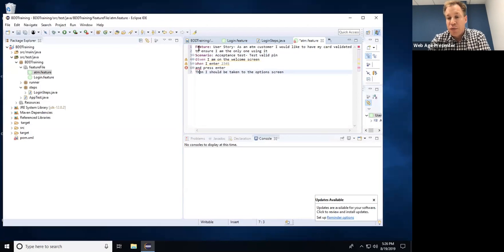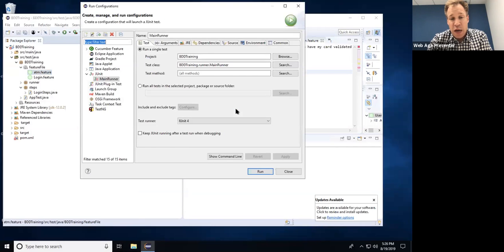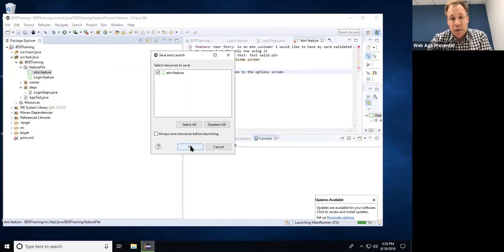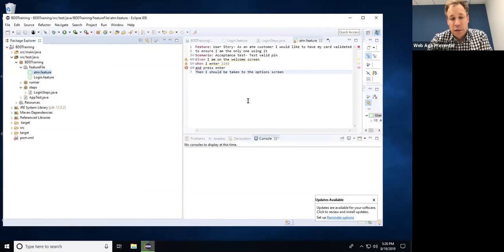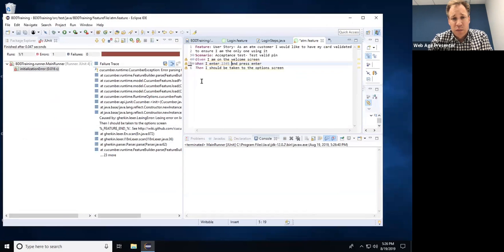So this is in English, we wrote this. Now you might say, how do we generate the code that actually runs to validate whether the test is going to work or fail? To do that, all we have to do is right click on this feature word over here, and we say run as, and run as configuration. And if I've got this working right, when I hit run, it'll run. Okay, what did I do?